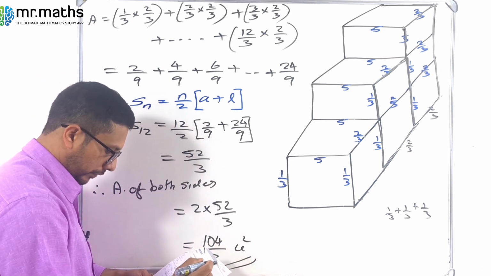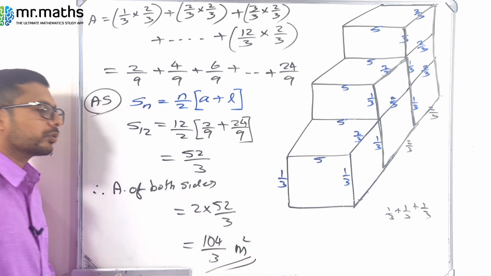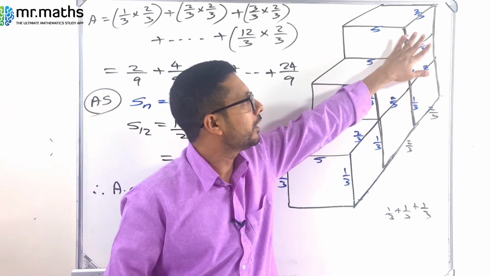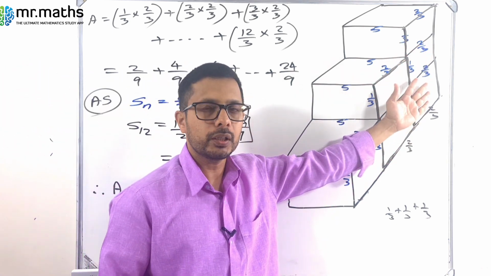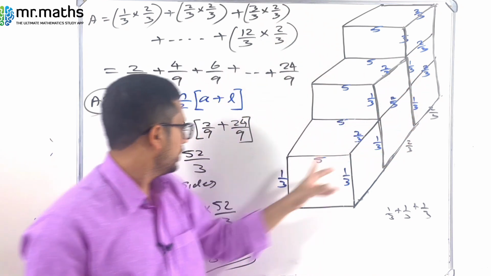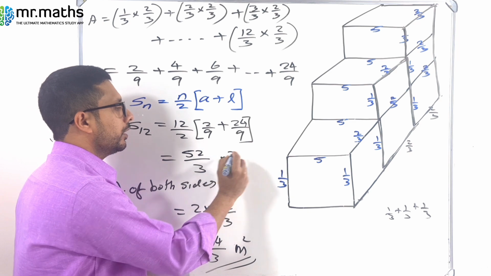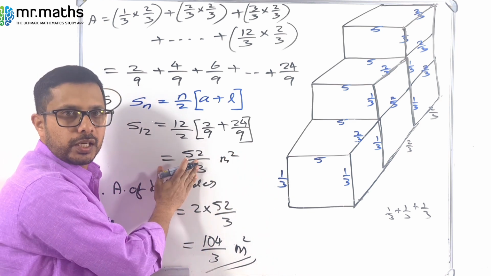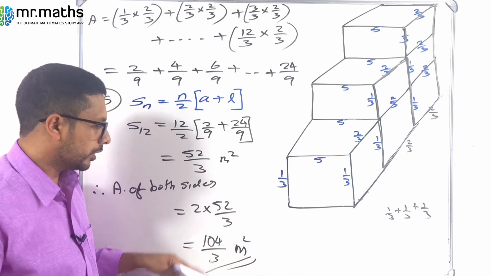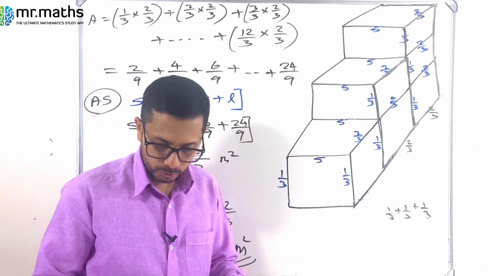Is it given in meters? Yeah, so it is meter square. Why did I multiply by 2? Like this side, this is a step. This side is open and the other side, the back side, is also open. So 52 over 3 meter square is the area of one side. To cover both sides you have to multiply by 2, so it is 104 by 3. That is question number 3.2 and it's 6 marks.